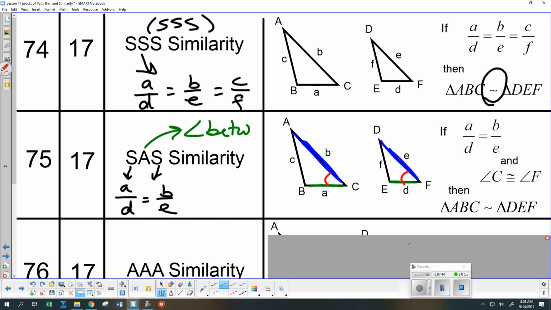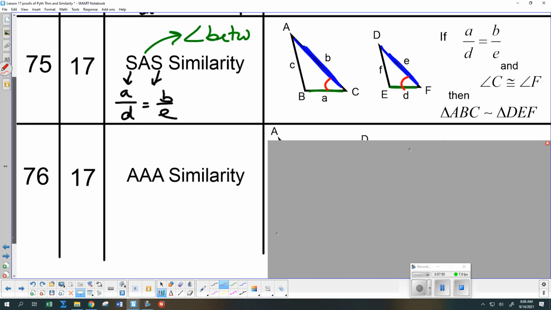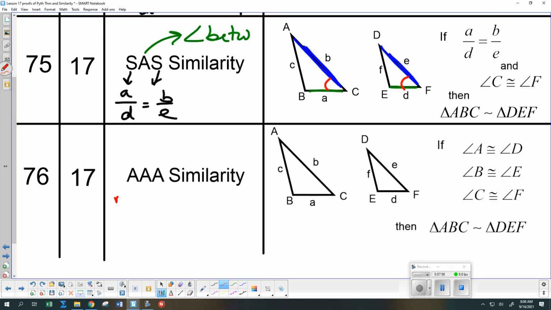What about AAA? Does that work for congruent? No, because if the angles are all the same, we could have different size triangles like we have here. So there is no AAA for congruent. So this one says we have one set of angles here that match, we have another set of angles here that match, we have a third set that match. That's enough to say that the triangles are similar.